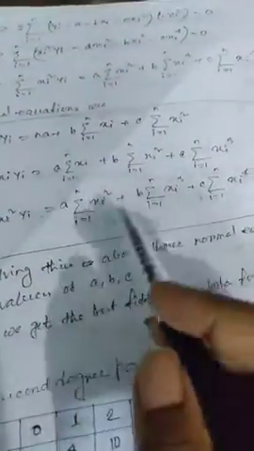These are known as the normal equations, and by solving these three equations simultaneously, we get the values of a, b and c, and then we can find the best fit parabola. So now let us see one problem about this.